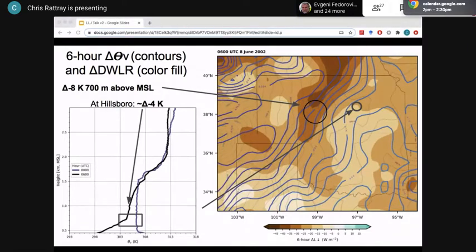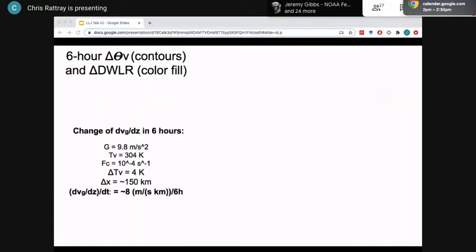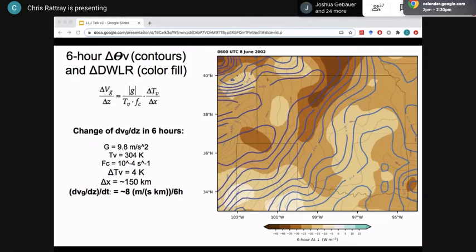So we noticed that the height where that cooling happened is around 700 meters above sea level, and it cooled by about -8 Kelvin. When we look at a theta V profile from Hillsborough, located just to the east of that cooling, at the same height at Hillsborough, it cools by about 4 Kelvin. Just doing a quick thermal wind calculation, we find that it should have resulted in a change in the thermal wind by about 8 meters per second per kilometer.